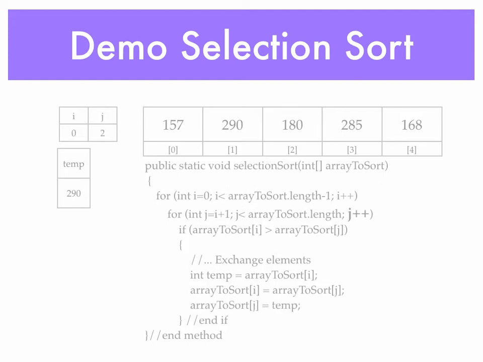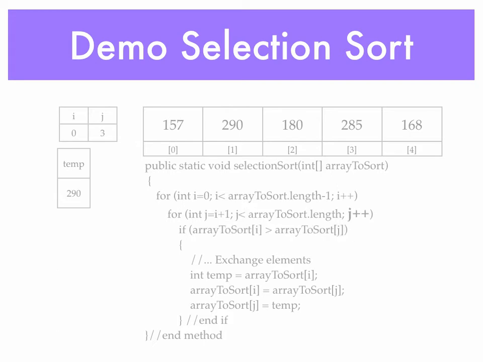We'll then increment j. j now has a value of 2. We'll test, is j less than length? Yes, it is. Ask the question, is what we find at position i greater than what we find at position j? i is a value of 0, so there's 157 there. j is a value of 2, and that space is 180. So it's not true. What's at position i is not greater than what's at position j. We'll not go into the block of code associated with the if statement.